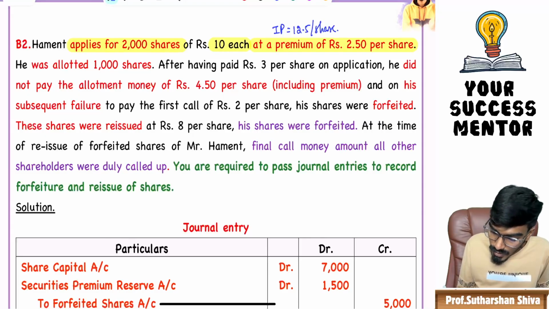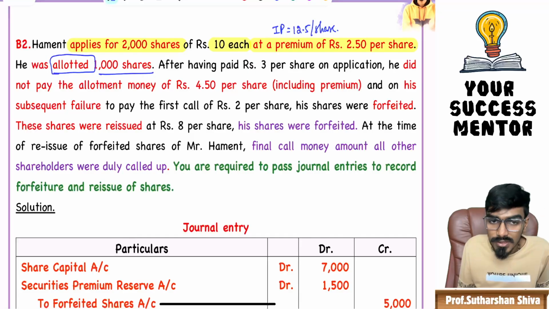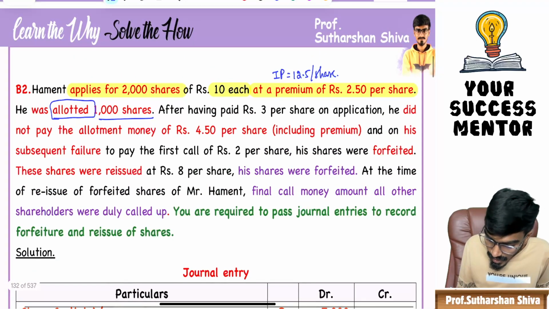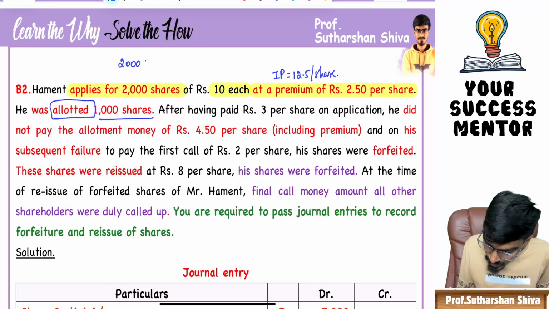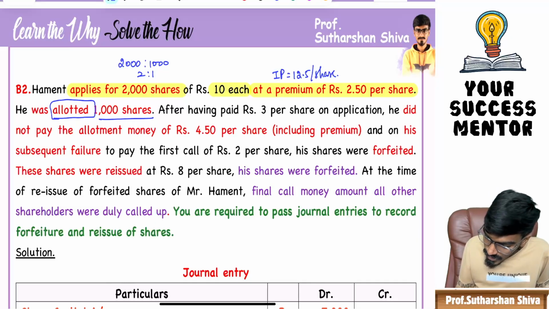Now he was allotted 1000 shares. Means he is asking for 2000, and they just allotted 1000. So allotment happens in the ratio of 2:1. Correct? 2:1. Yes. Next. What is the next thing they said?